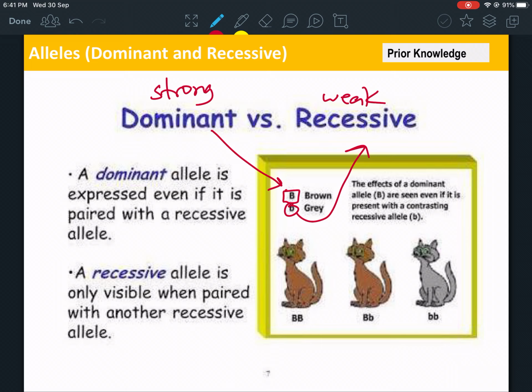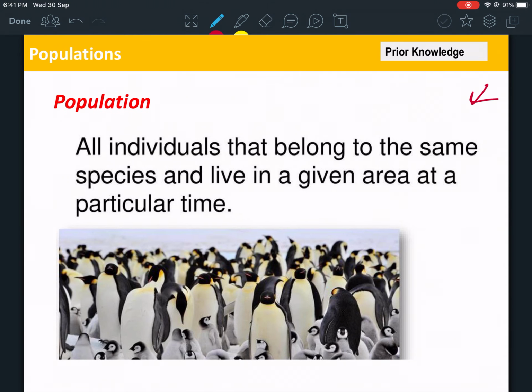And the alleles code for traits. Traits like shape of the nose, hair color, eye color. This is what we mean by traits.